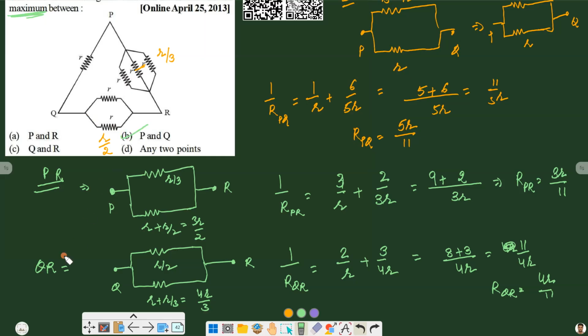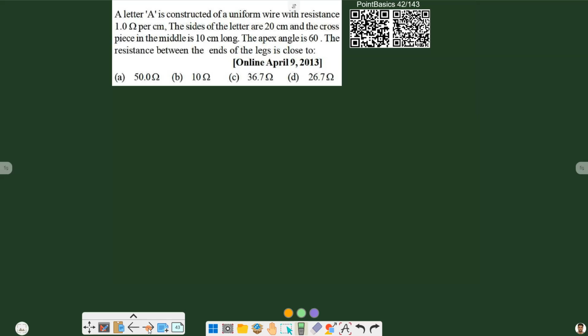Now let's move to one more question. A letter A is constructed of a uniform wire with resistance 1 ohm per centimeter. The sides of the letter are 20 centimeter and the cross piece in the middle is 10 centimeter. The apex angle is 60. The resistance between the ends of the legs is.